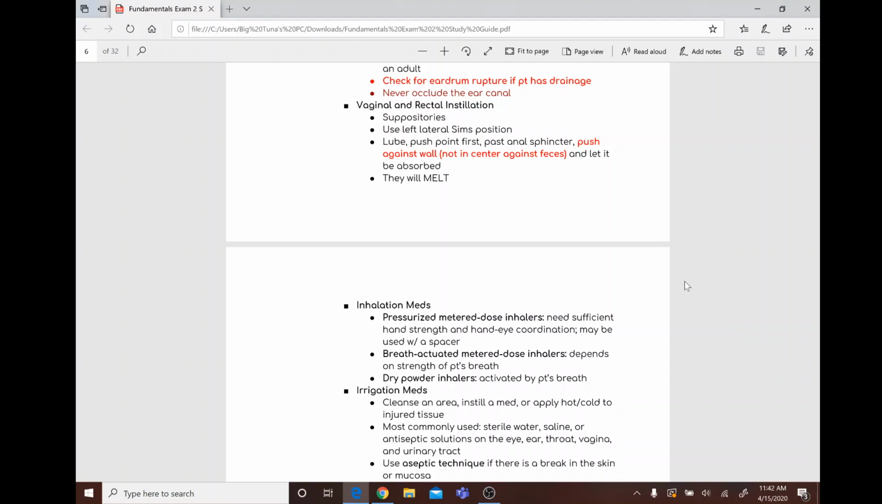Suppositories use the left lateral Sims position. You're going to lube, push point first past the anal sphincter, push against the wall, not in the center against feces, and let it absorb. They will melt.